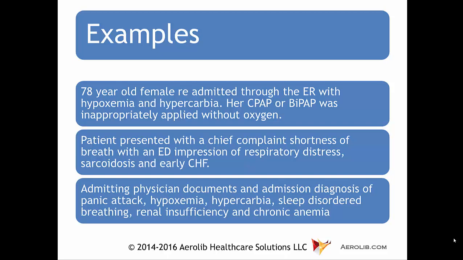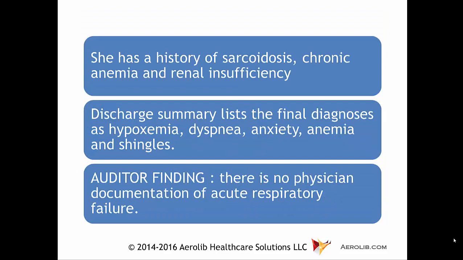The admitting physician documents it as diagnosis of panic attack, hypoxemia, hypercarbia, sleep disordered breathing with renal insufficiency and chronic anemia. The patient has a history of sarcoidosis, chronic anemia, and renal insufficiency. And the physician's discharge summary lists the final diagnosis as hypoxemia, dyspnea, anxiety, anemia, and shingles. Now, as we mentioned before, there are certain terms that do not help with the code, and here also we know that hypoxemia and dyspnea were used to list as final diagnosis.